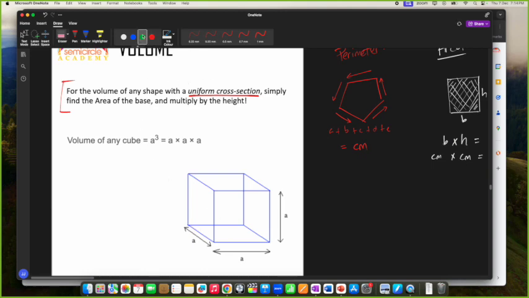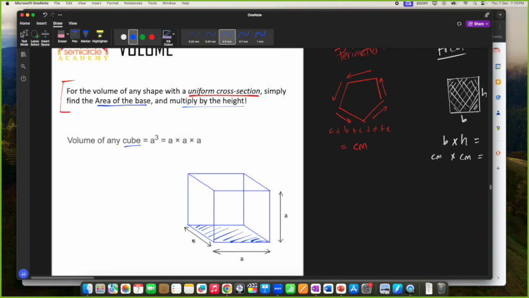Once you have an object with a uniform cross section, and chances are this is the kind of object you will get for exam, all you have to do is find the area of the base. No matter what the object is, find the area of the base and multiply it by the height. In this case, we have a cube. It just so happens that with a cube, the sides, the area of the base and the height are all the same, and so you'll get a cubed.